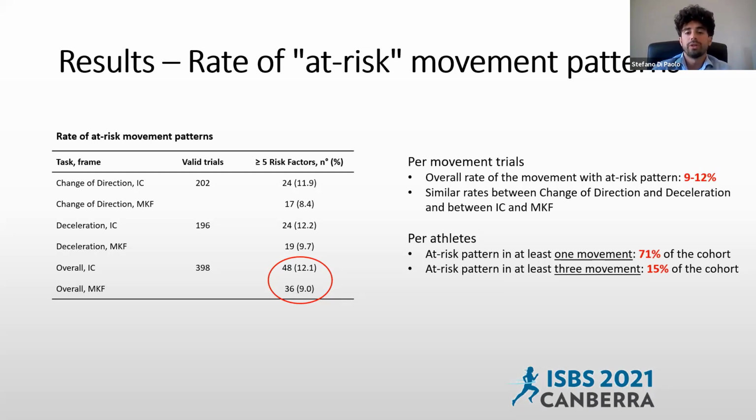If we look in more detail at what happened to specific athletes, we saw that the at-risk pattern was present in at least one movement in 71% of our cohort. So basically 3 out of 4. And 15% of the cohort showed the risk pattern in at least 3 movements, up to 5, up to 12.